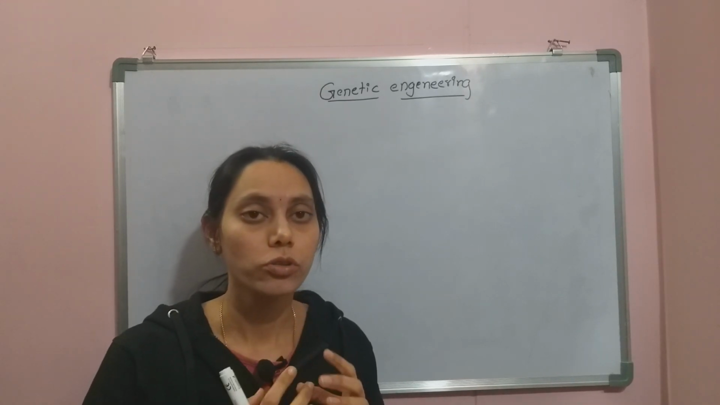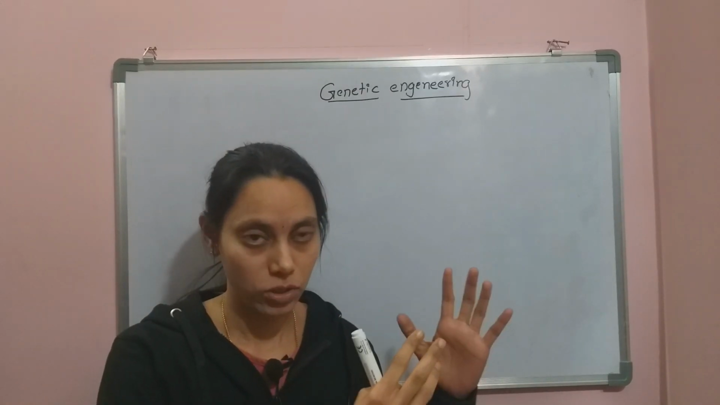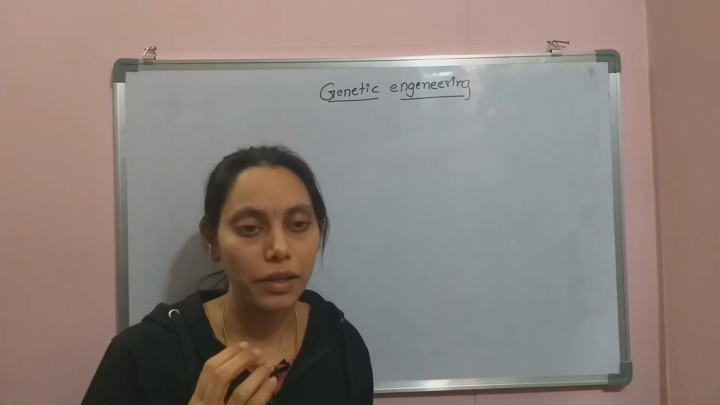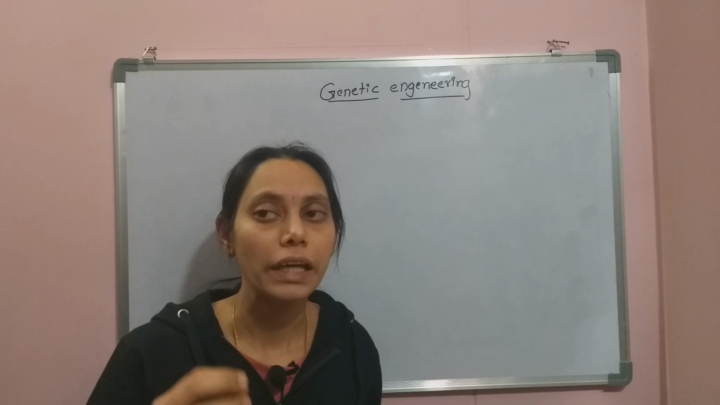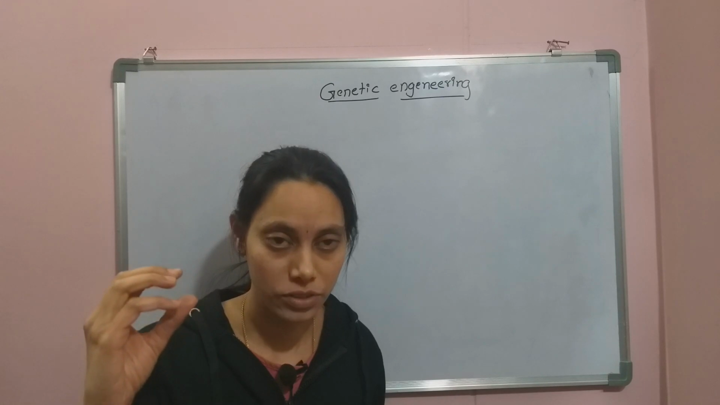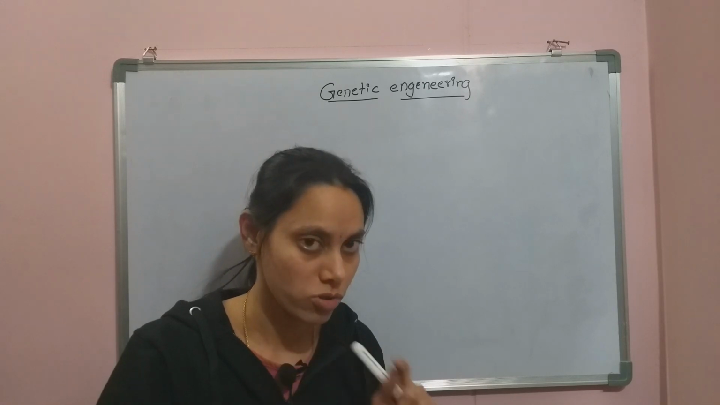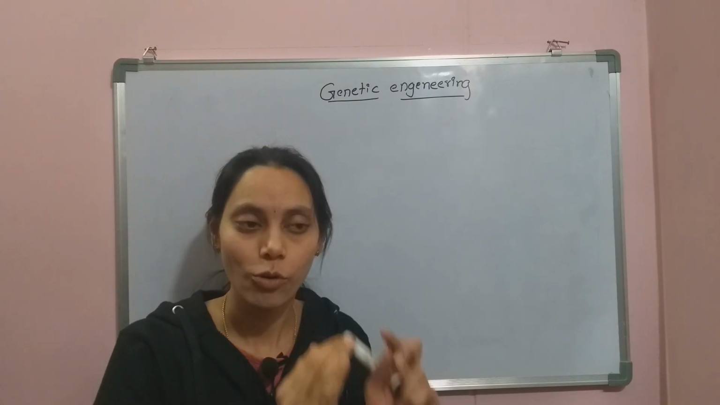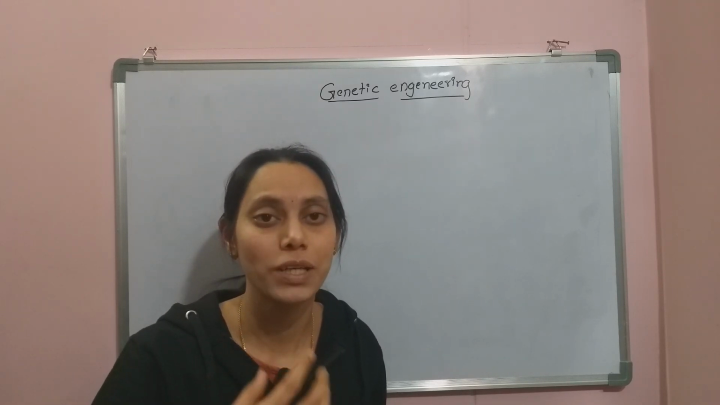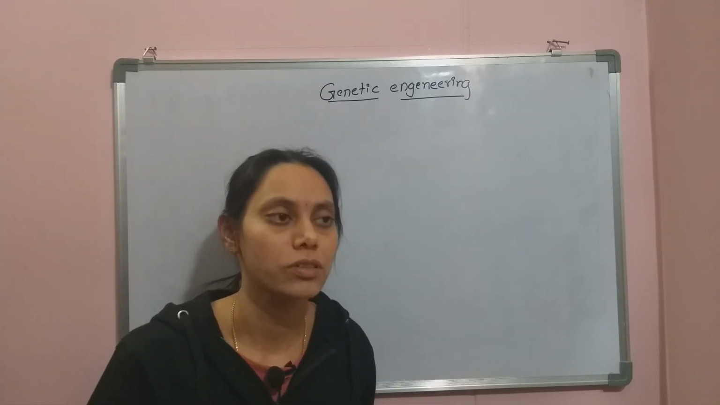Generally, if we want to express one extra added character in our experimental organism, we need to go for genetic engineering. That means if we find a desirable character in any other organism, we can take that responsible gene and introduce it into our experimental organism or host organism, so that eventually this host organism turns into one capable of expressing our desired character. So that is how genetic engineering helps us.